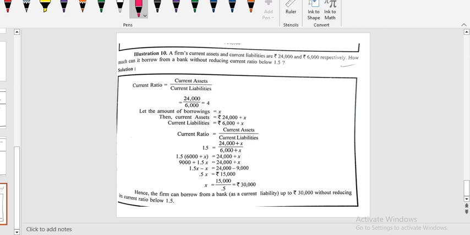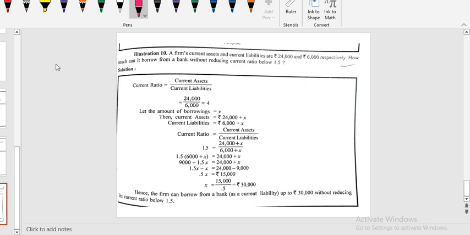This is an important illustration. If you are a banker or working in non-banking finance companies, or you are a borrower, you have to keep in mind that our current ratio should not be less than 2. Our acid test ratio should not be less than 1. In this illustration, they have given the current assets and the current liabilities of the company as 24,000 and 6,000 rupees.